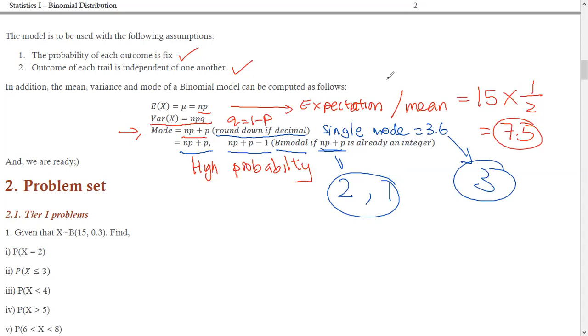Okay, sorry, I'm back. We'll discuss this mode subsequently in the questions later on. Just bear in mind we have 3 statistical parameters we're interested in: the expectation, which is also the mean, the variance, and also the mode. All right, so let's move on.